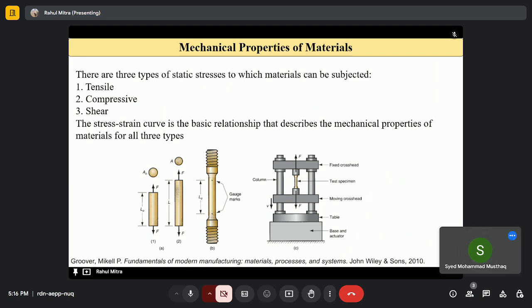In design, the usual objective is for the product and its components to withstand these stresses without significant change in the geometry. That is one. This capability depends upon the properties such as the elastic modulus and yield strength. Let me define what is elastic modulus.